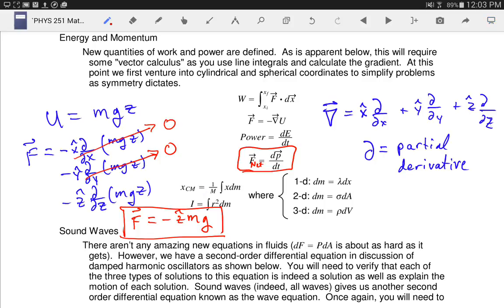Then we have calculating the center of mass and the moment of inertia, integrals involving, oh goodness. Somebody asked about second and third derivatives, or integrals that are like double integrals or triple integrals. Double integrals and triple integrals: if I have a two-dimensional space, it's a double integral over area, or a three-dimensional space is a triple integral over volume.